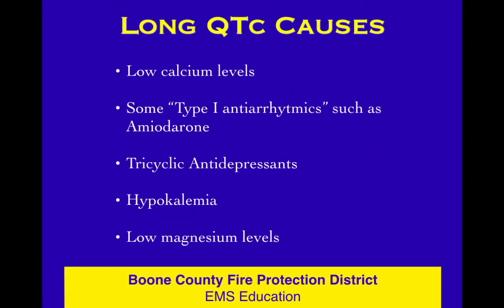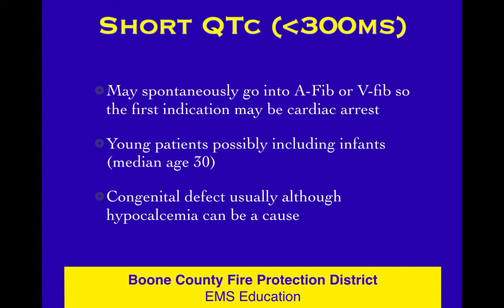Long QTC causes could be low on calcium, could be low on mag, could be low on potassium, could be too much of a TCA, could be too much of amiodarone or one of its cousins. It could be a medication thing or an electrolyte thing. Can you have a short one? Yes, you can. Short QT is usually a congenital thing. Sometimes it can happen in infants and even young people up into their 30s. Short QT syndrome can put you into AFib or VFib spontaneously, and you may not even know you've got it. I mean, if you're a young person or you're an infant, who's doing 12 leads on you? Who's catching any of these weird things?